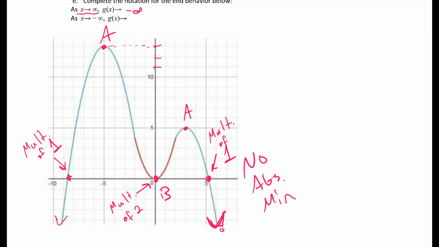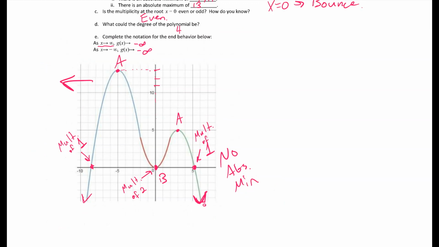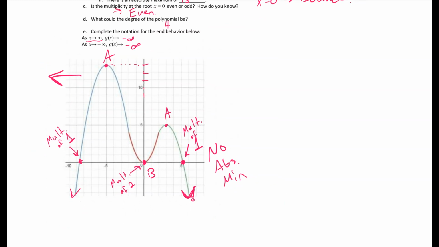And as x approaches negative infinity, so remember the negative numbers are on the left side of the y-axis, this is as you're moving more and more left on your graph, what's happening to the y values? Well, again, they're going down, so I'm going to say they're approaching negative infinity. If one of these sides had gone up, then I would say one of these approaches positive infinity, but here they're both going down. And that makes sense because this is an even function, so the end behavior should either be up on both sides or down on both sides.